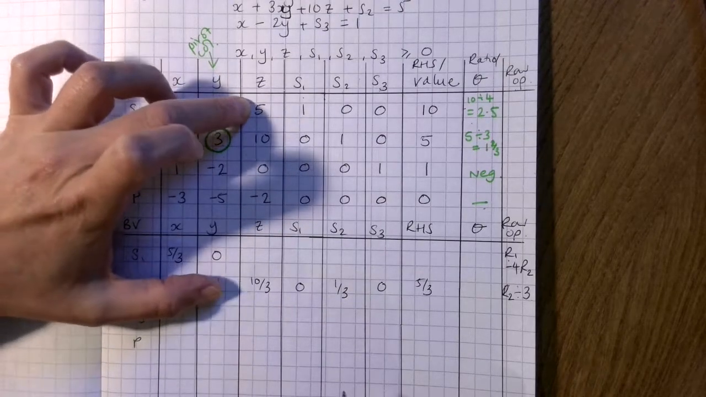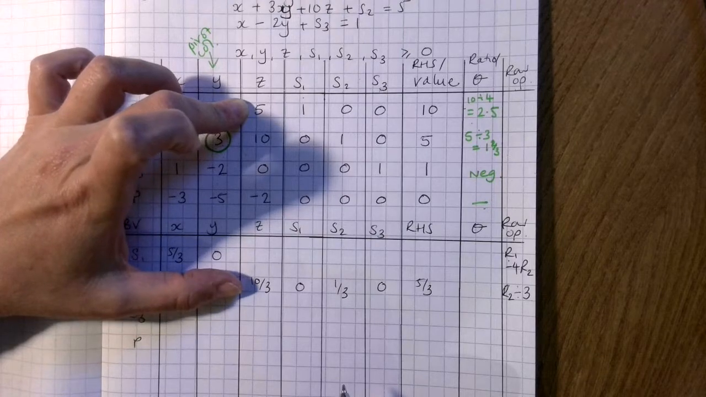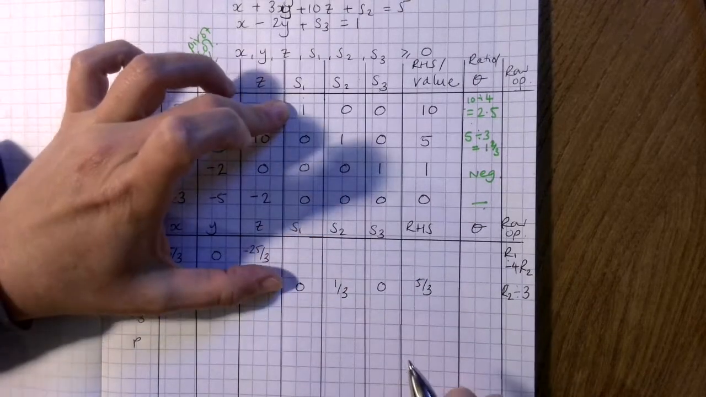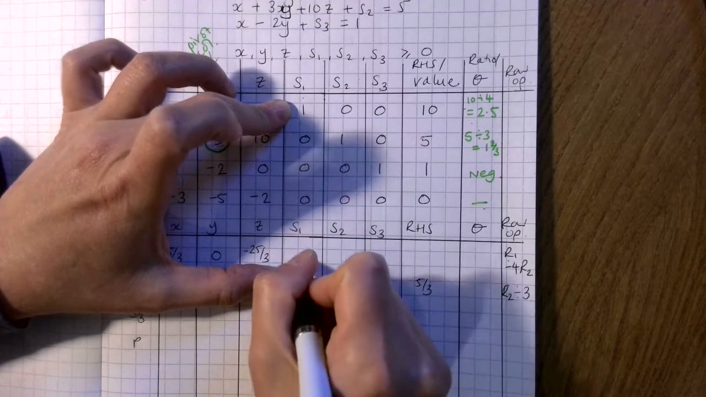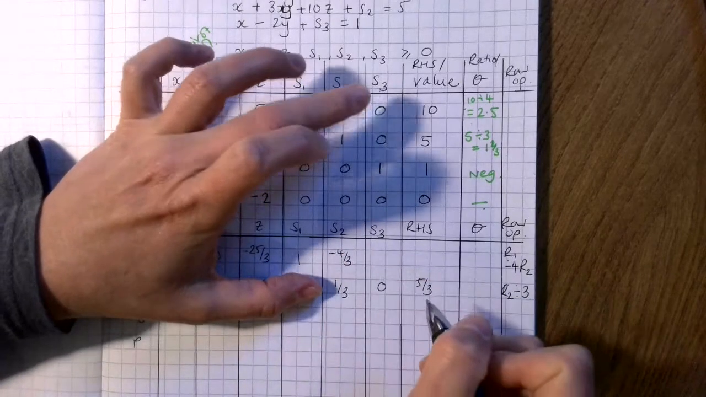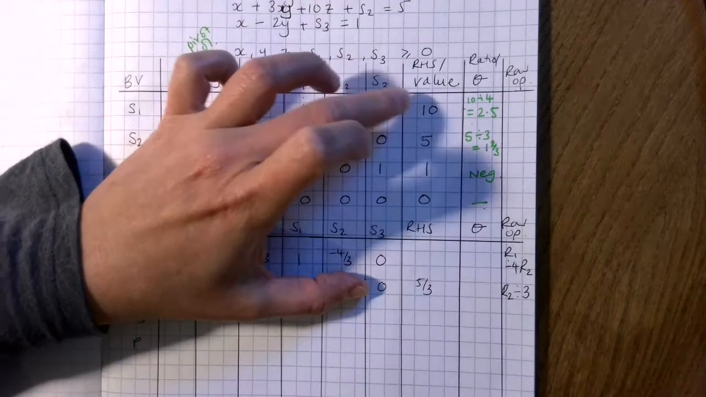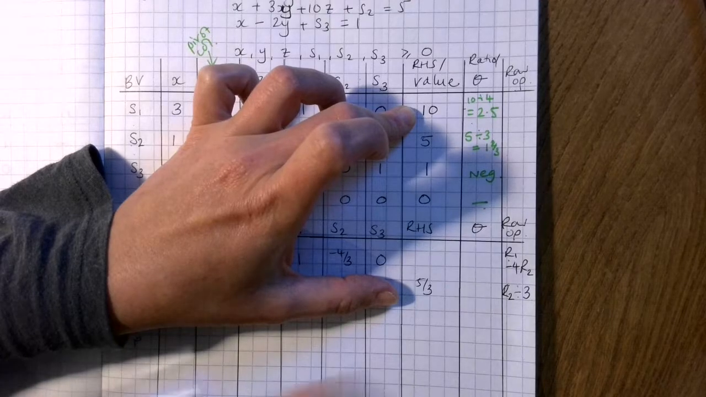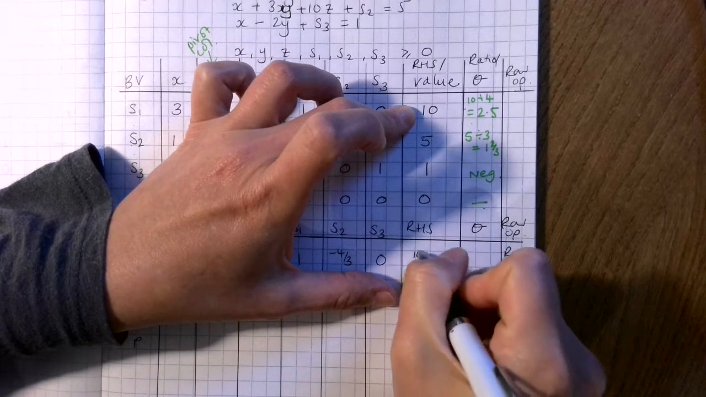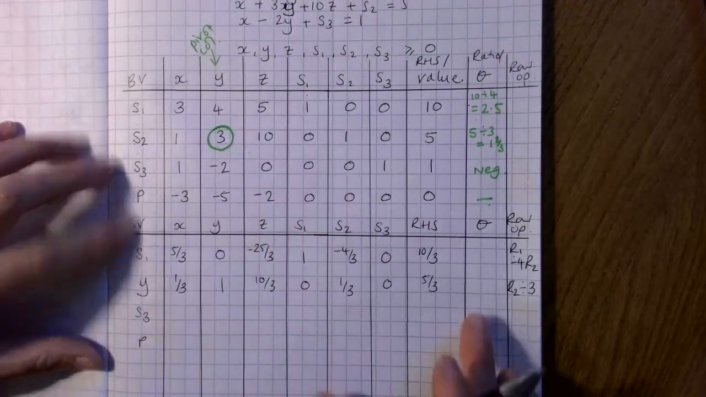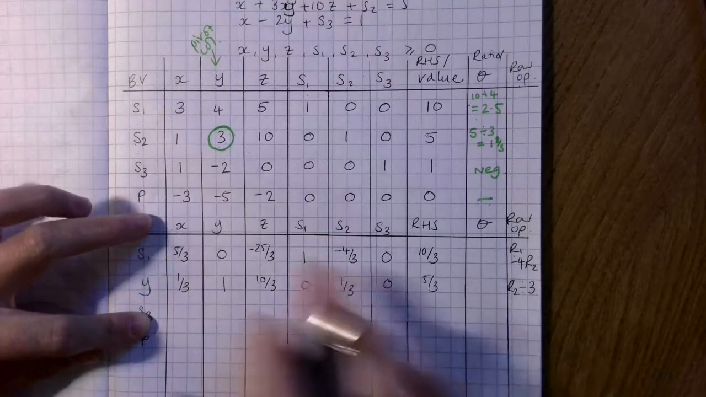5 take away 4 lots of 10/3, minus 25/3. That take away 4 lots of that is 1. That take away 4 lots of that, minus 4/3. That take away 4 lots of that is 0. And that take away 4 lots of that, 10/3.